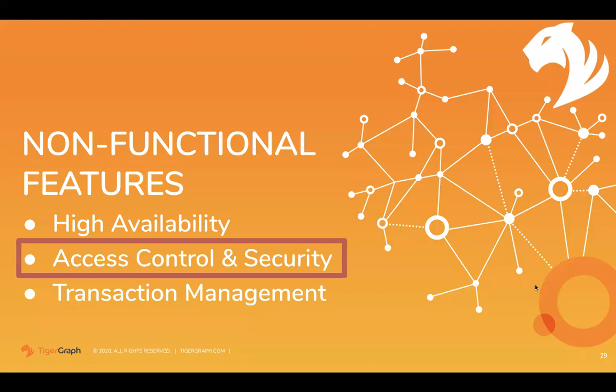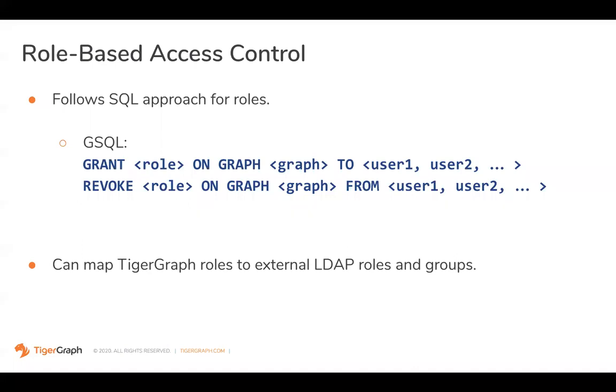I'm sure there'll be some questions later, but we're going to move on to access control. I'm going to cover a couple of things here. First of all, we feature role-based access control, an industry standard model for how enterprises would like to see roles, privileges, and users managed. We very much follow the language syntax and semantics of SQL. So you can grant or revoke a role or privilege on a graph instead of a table, to one or more users. And you can also map those roles to external LDAP roles and groups.